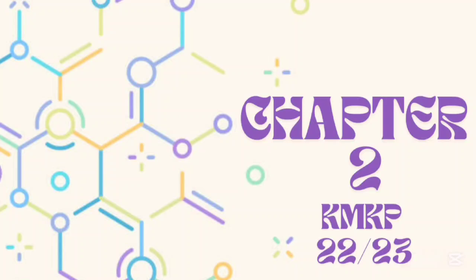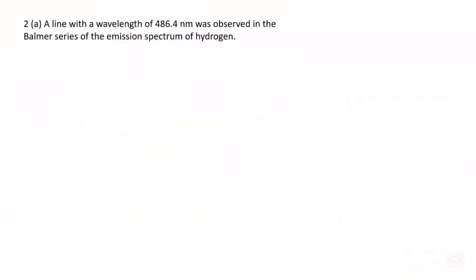Today I am going to discuss trial questions from KMKP year 2022 and 2023. Let's look into the questions. A line with a wavelength of 486.4 nanometer was observed in the Balmer series of the emission spectrum of hydrogen. Let's highlight the information given in the question. The question gave us the wavelength, which is 486.4 nanometer. And from the question, we can know that the line is in the Balmer series.